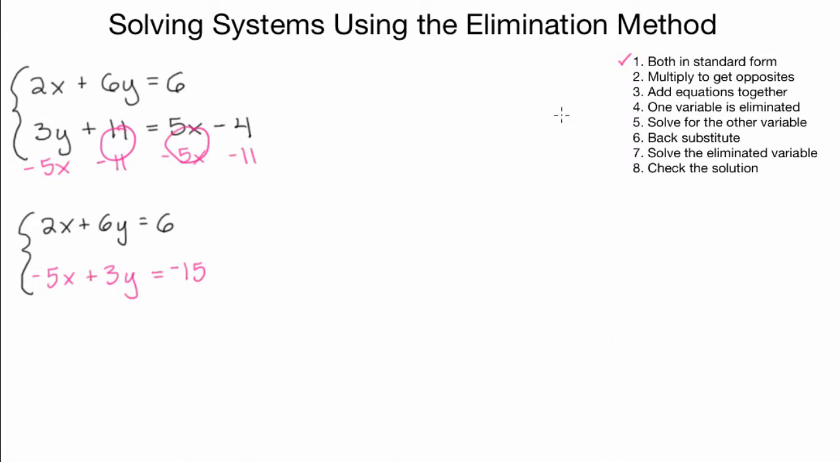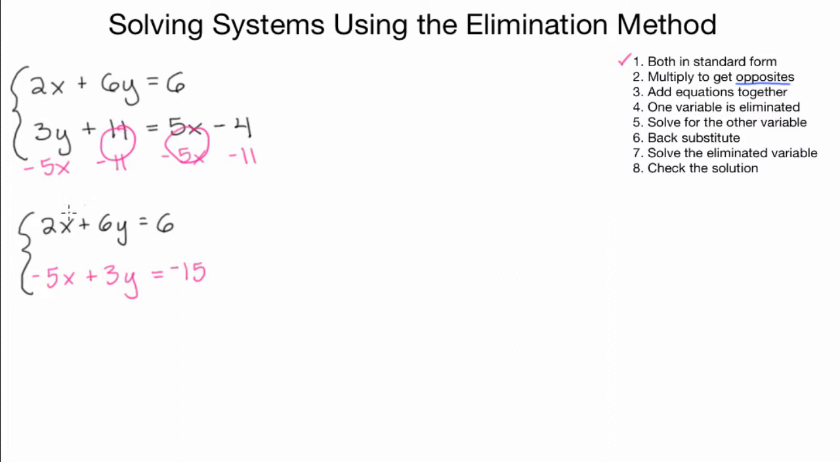All right, step 2. Now I want to look for opposites. I want to add these things together so that one of my variables turns into 0, and the only way to do that is to have opposites: plus 5, negative 5, plus 1, negative 1. I need things that add up to make 0. Right now I have 2x plus negative 5x, which adds up to negative 3x, so those are not opposites. And 6y plus 3y adds up to 9y. So right now I don't have any opposites, so I have to do some multiplication to get them.